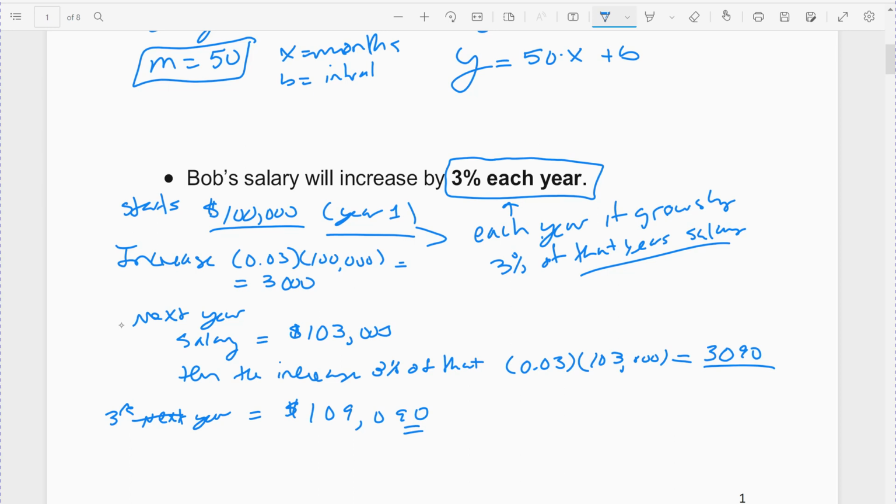Linear and exponential. So I'm going to stop there. We'll get into linear functions and linear applications in the next set of notes.